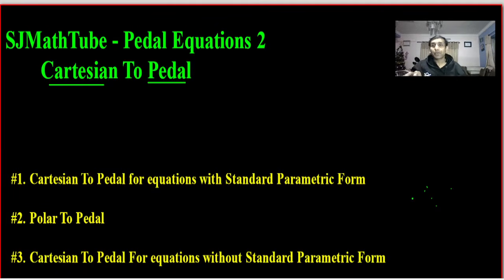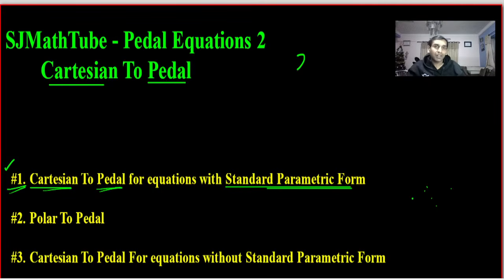In this video, we are going to work out a few problems in which we will convert Cartesian equations into pedal form. But we will work out the type 1, that is, we are going to convert Cartesian to pedal for which the standard parametric forms exist.